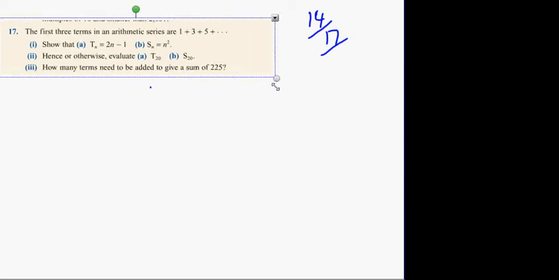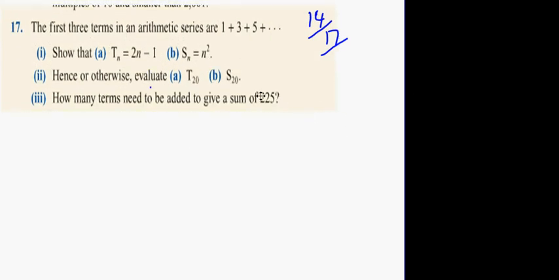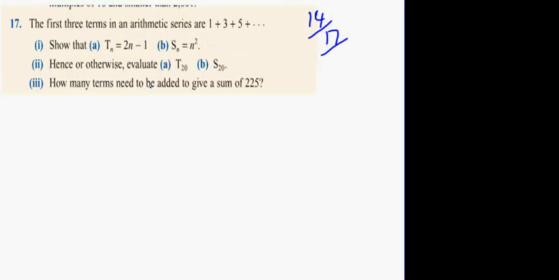Now we've done question 14, so we're on question 17. The first 3 terms in the arithmetic series are 1, 3 and 5. Show that Tn is 2n minus 1. What we have to show here is that a equals 1 because that's the first term, and the common difference is 2, so d equals 2. Now we have to show Tn.